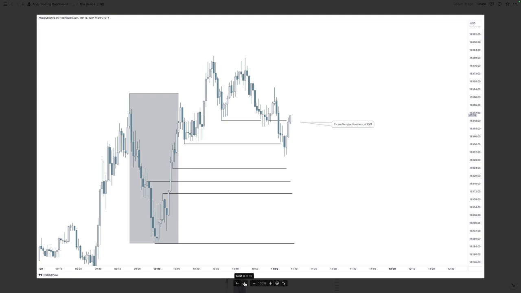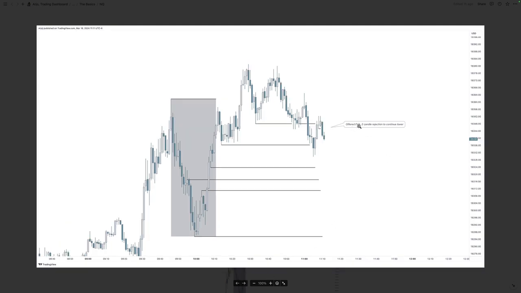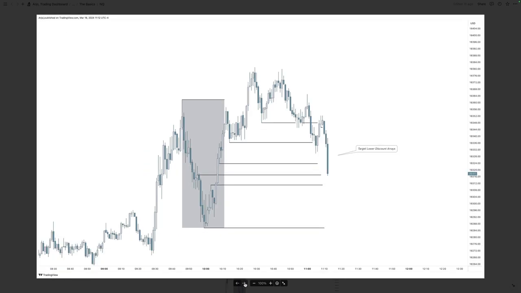So what do we see on the next slide? Offered fair value area, 2-candle rejection to continue lower. So offered the fair value at that area, the 2-candle rejection to continue lower right there. So now the targets again become that swing low. Ideally we want to run that swing low again. Then we have the next discount array, next discount array, next discount array, and then ultimately the fair value area low sitting right there. Now what do we see? We see right here, target lower discount arrays. So any discount array that we have sitting right there, that would be the target.